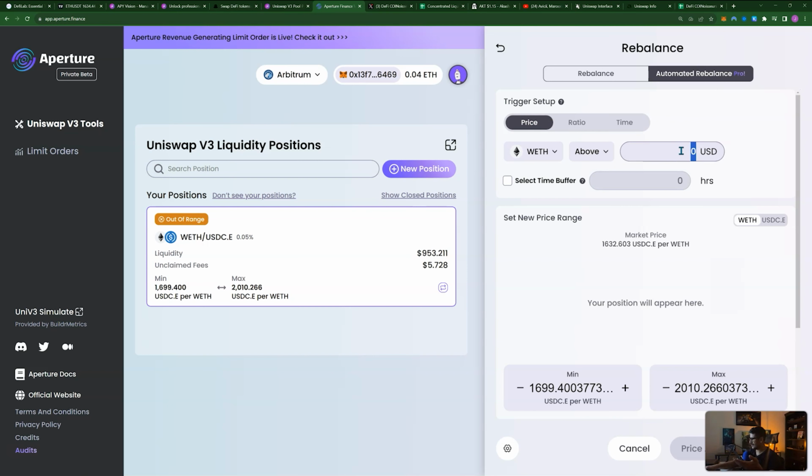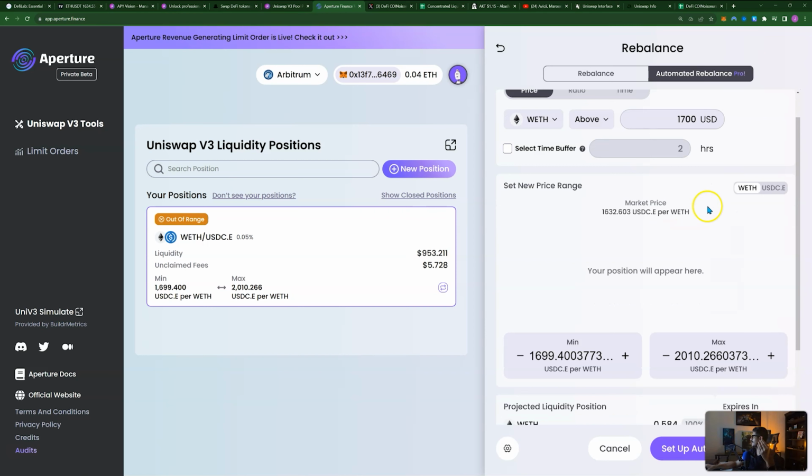So you could enter in here if Ethereum is above 1700, right? And then you could even select the time buffer. You could put it in hours. Like say if price is above 1700 for 2 hours, then rebalance the pool. Or you could just leave that out, right? You could just leave that time buffer out.